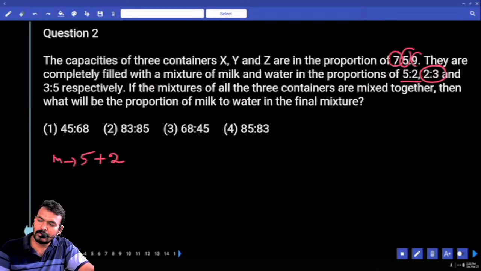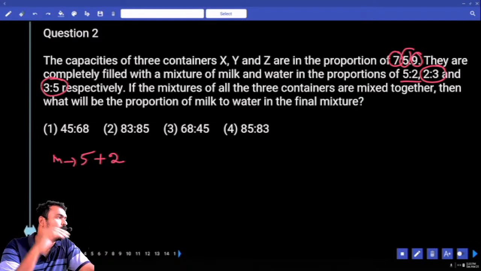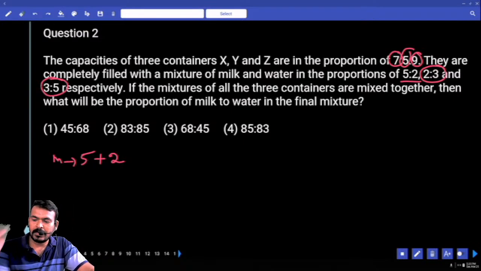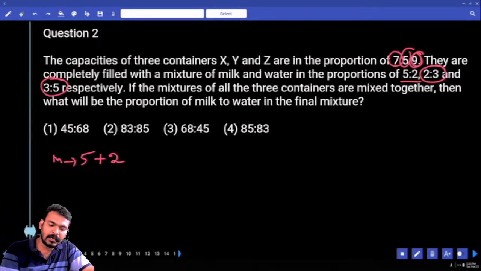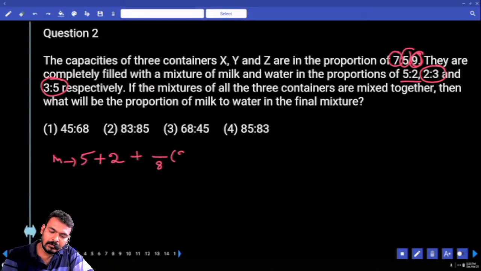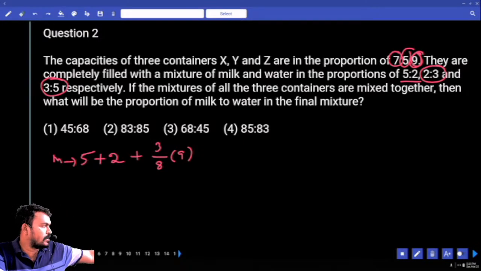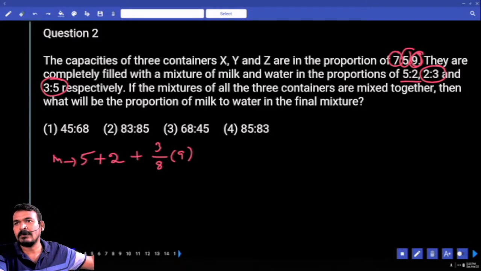Next, what is the third total mixture? 9 parts. But it is distributed in 3:5 ratio. Total how many parts? 8 parts. 8 parts are equal to how much? 9. Then every one part is 9 by 8. But required milk means how many parts we need? 3 parts. Okay. First one is milk in the first one, second one is milk in the second one, and third one is milk in the third one.